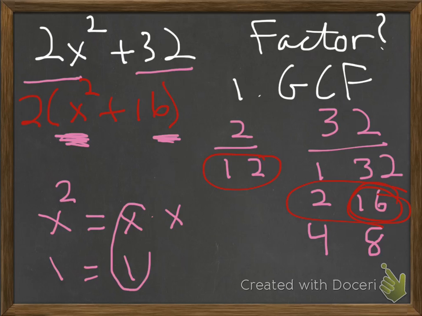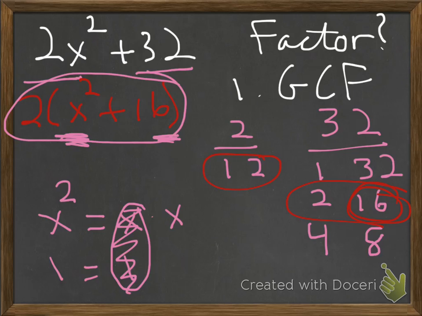So there's nothing I can circle. Okay, that doesn't work. So this is going to be my answer: 2 times x squared plus 16. That is how I factor this example.